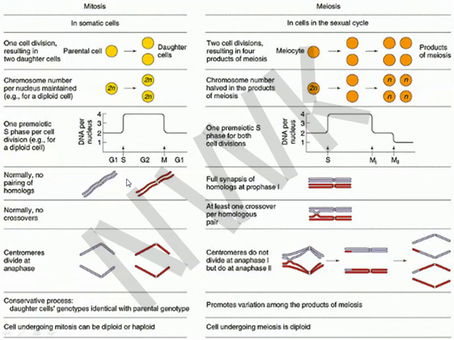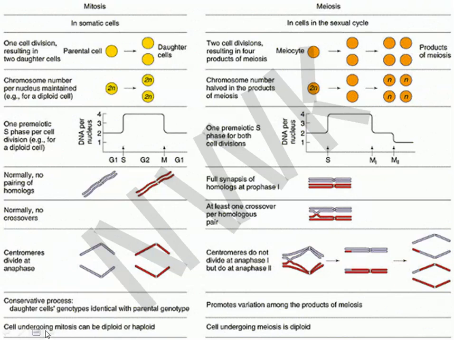There's no pairing of homologous chromosomes in mitosis, but in meiosis, there's pairing of homologous chromosomes. There's no crossing over in mitosis, but meiosis has crossing over. And the centromere is divided at anaphase in mitosis, but in meiosis, the centromere does not divide at anaphase 1, but it divides at anaphase 2. So mitosis is a conservative process because the daughter cell genotype is identical to the parent, but meiosis promotes variation.